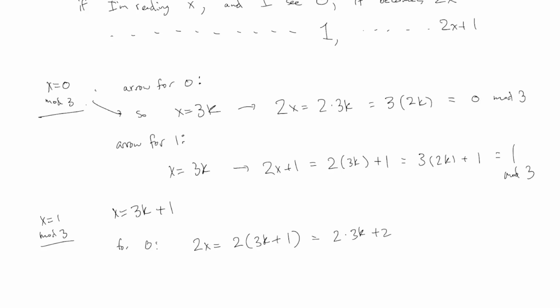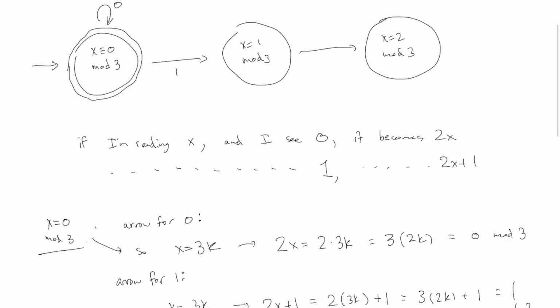Can anyone say, what is this mod 3? It is 2, yeah. He gave me the gang sign. 2. This is 2 more than a multiple of 3. So this is 2 mod 3. What does that mean? It means the arrow going from the middle state, labeled with a 0, goes to the end state, like that.